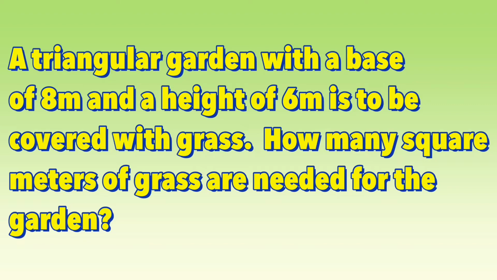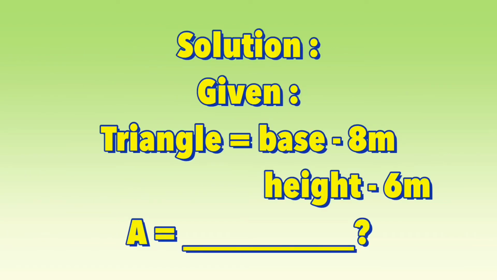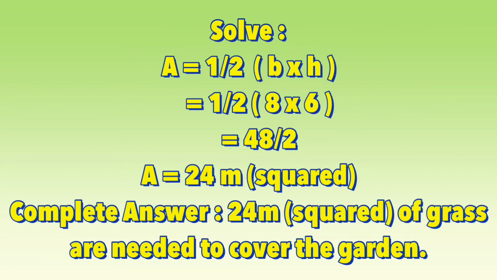So that's the question. Our solution: we have to determine the given. The given figure is a triangle with a base of 8 meters and a height of 6 meters, and we need to find the area. To solve this problem, we have to remember the formula for the area of a triangle. Area equals 1/2 of the base times the height, and we substitute from the given: base is 8 and the height is 6.